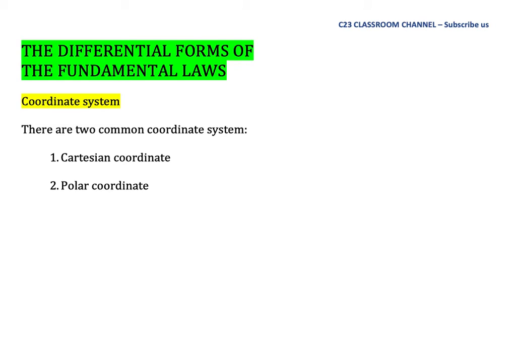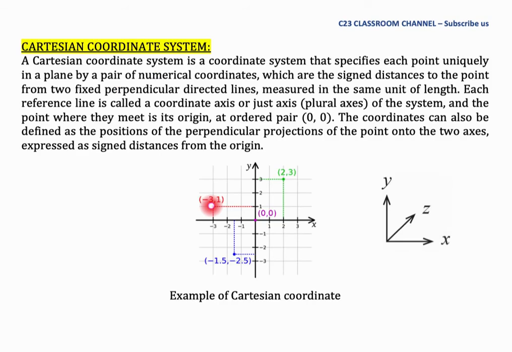So the first coordinate is the Cartesian coordinate. This is the very common coordinate. You already know about the Cartesian coordinates. And the other coordinates that we need to know is the polar coordinates. So this is the Cartesian coordinate.